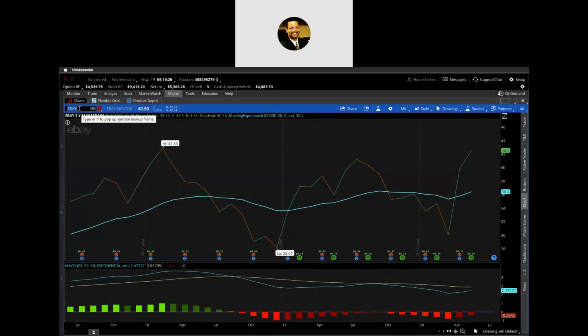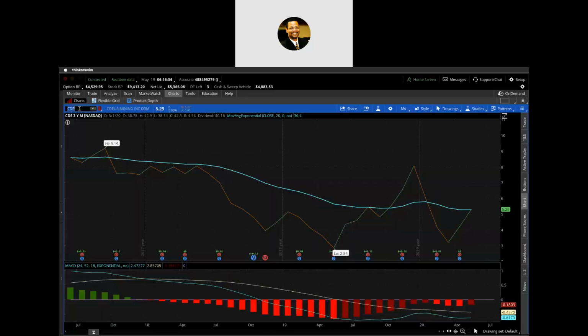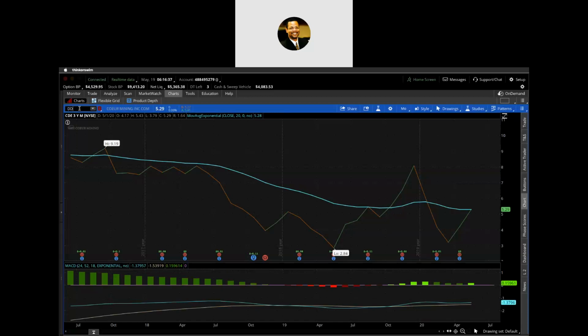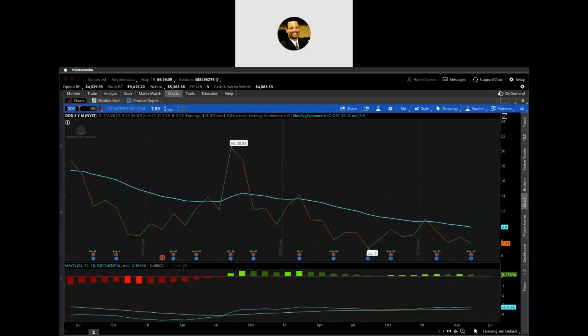Now, would you be right or wrong to do so? No, you wouldn't. It's just a decision you make. It's speculation. Remember, there's no right or wrong, good or bad. It just is what it is. So that's how you create this particular chart.